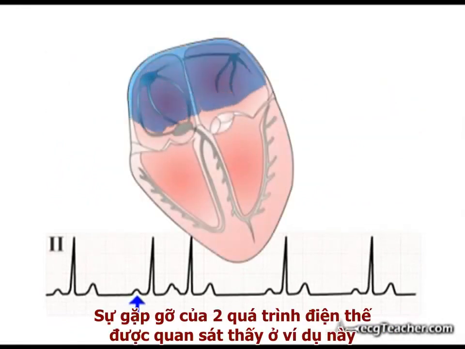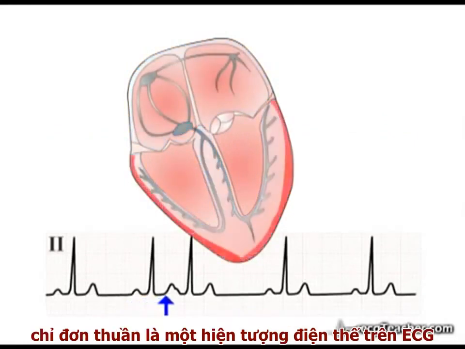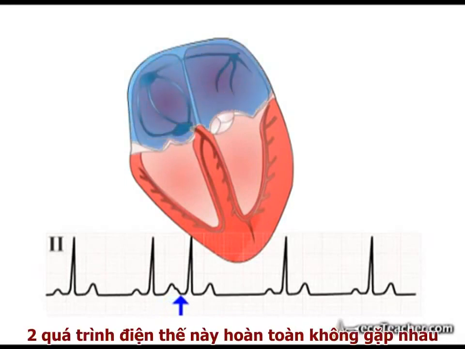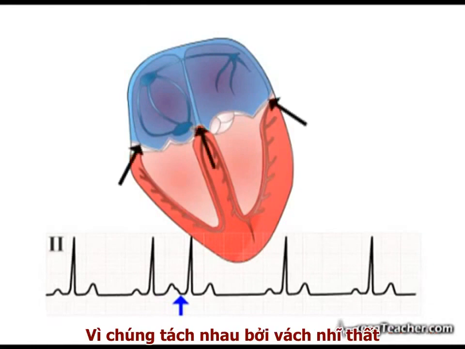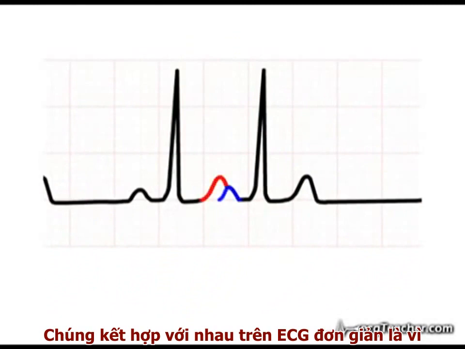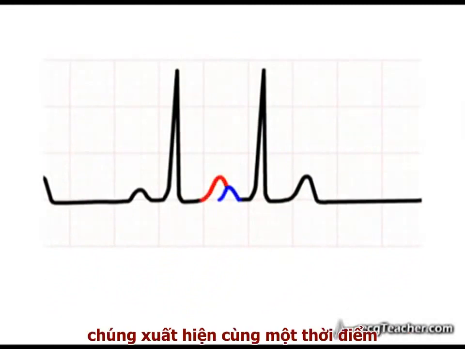Note that the fusion of the waves observed in the example used here is purely an electrocardiographic phenomenon. In the heart itself, the waves do not meet, as they are separated by the atrioventricular septum. They fuse on the ECG readout simply because they occur at the same time.